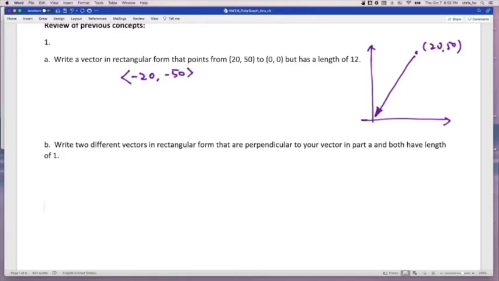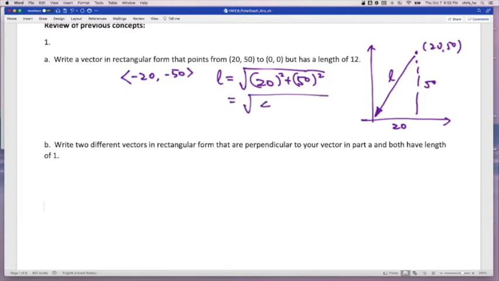y direction, both negative. But the length of this vector is not 12, right? Because we know by using Pythagorean theorem, this is 20 and this is 50. So therefore, the length of this vector, as I've constructed, would be the square root of 20 squared plus 50 squared. So what is that? That is 400 plus 2500. Okay, so that would be the square root of 2900. That's its length. So how would I scale it to have a length of 12?